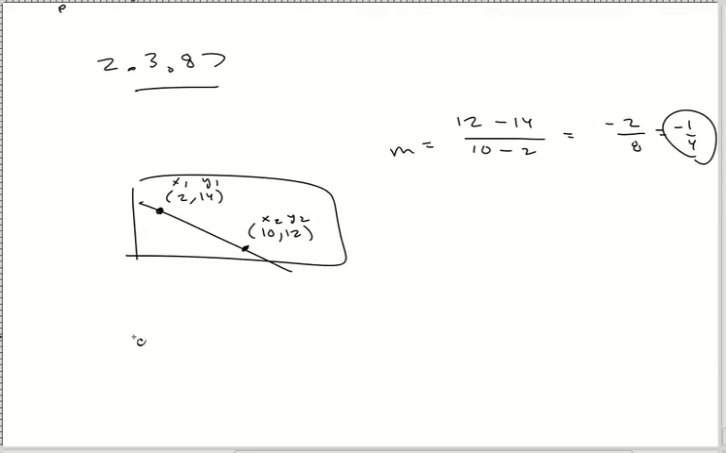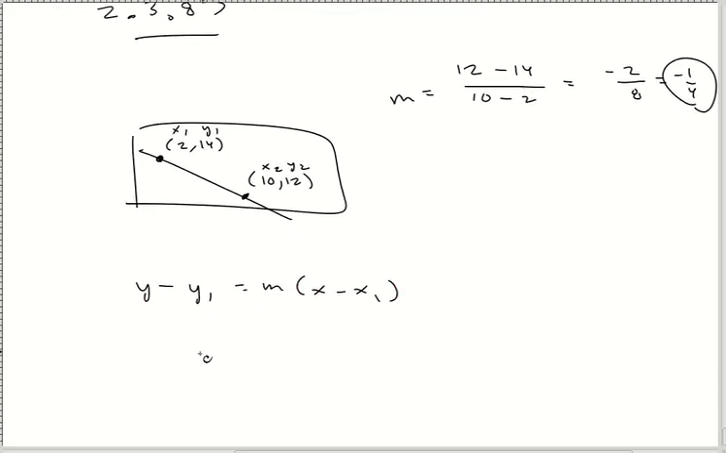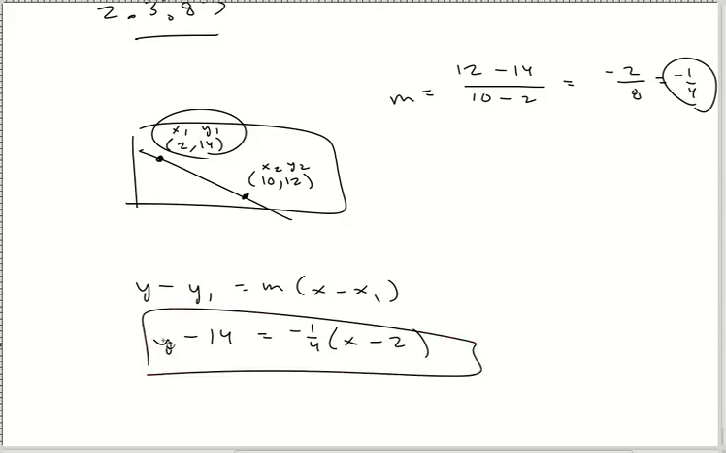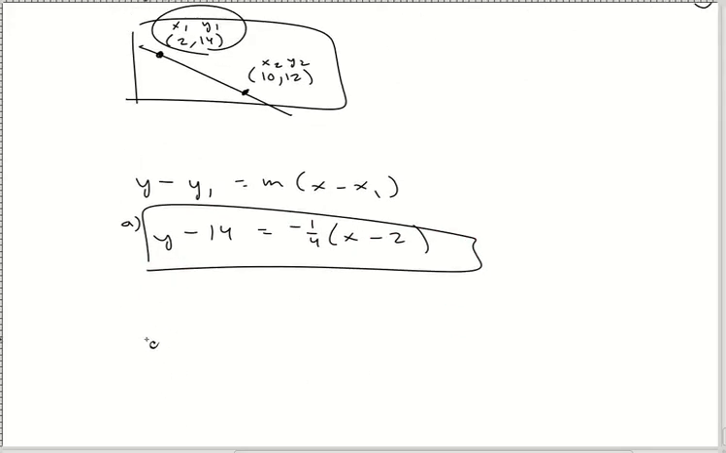And then they want to do the line equation. So y minus y1 equals m times x minus x1. We could just use that one. It's easy enough. So y minus 14 equals negative 1/4 times x minus the 2. I believe that this is actually what they want for part A. And then we're going to, of course, simplify it some more. Distribute your 1/4.